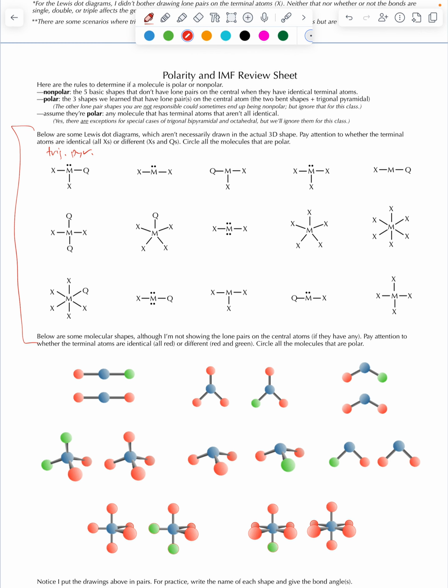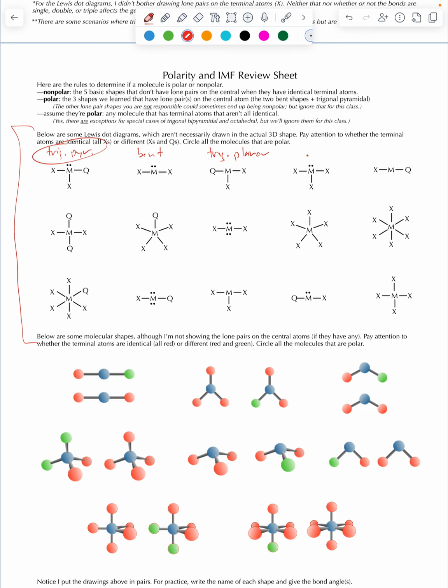What about the second one? It has 2 atoms attached and 1 lone pair. That's going to be bent. Third one, that's the trigonal planar one, because it has 3 atoms attached and no lone pairs. You see what I mean? This is what I want you to get good at. This is the same as over here, trigonal pyramidal.